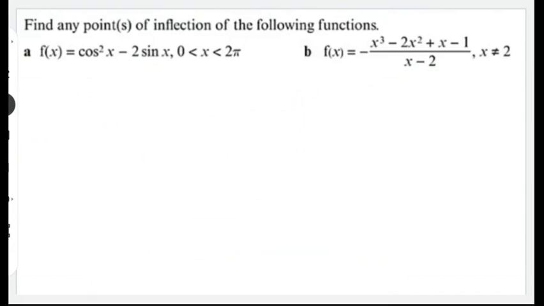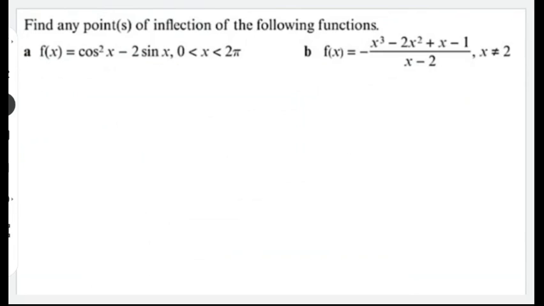Inflection. Okay, so we know we're going to have to differentiate. With a point of inflection, it's basically where the second derivative of the function must equal 0.